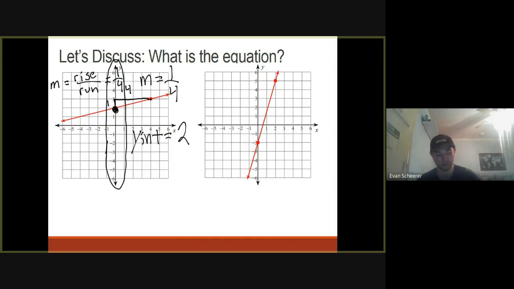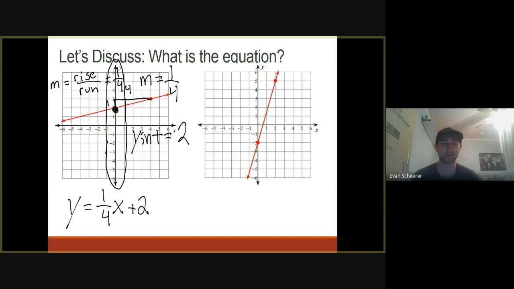Therefore, our equation, we always put y equals. Notice our m is 1/4, so we're going to put 1/4, and we're going to connect it to the x, because you're going up 1 over 4, up 1 over 4. So that's the part that's changing. So it needs to be attached to a variable. So 1/4 x, and now our y-intercept is a fixed point. It's not changing. So you just put it at the end, plus 2.